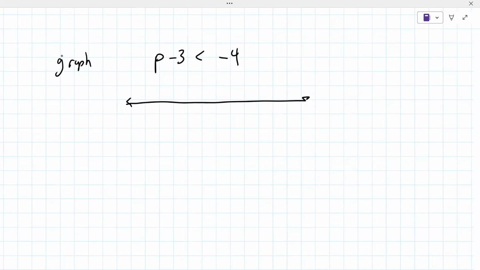Let's say I asked you to graph p minus 3 less than -4, and you were going to put the result on a number line. How would you solve this equation? p is less than -1. Okay, p is less than -1. So what would that look like? Or could you put something down on your paper, like graph the solution?